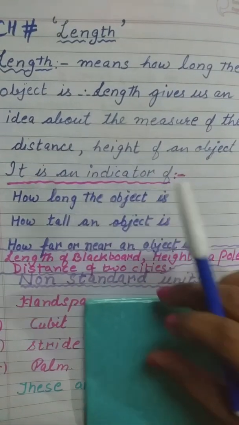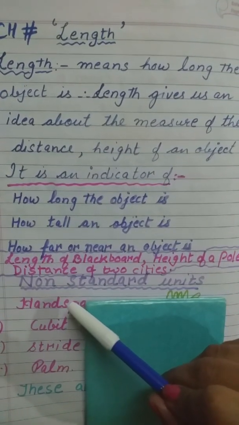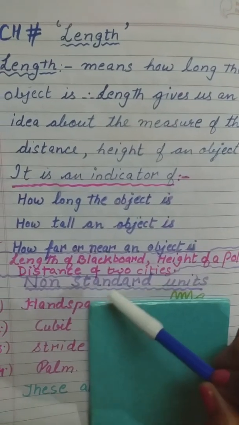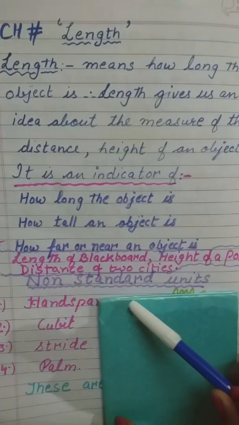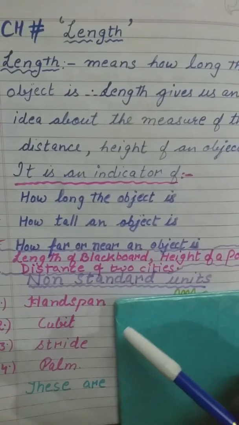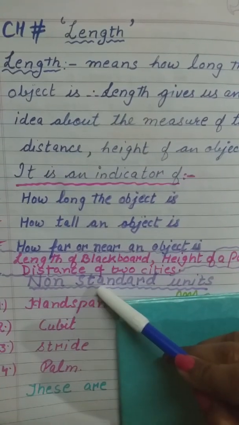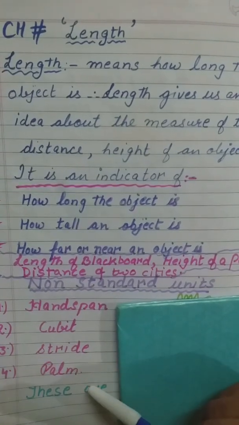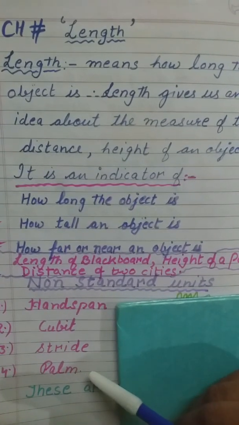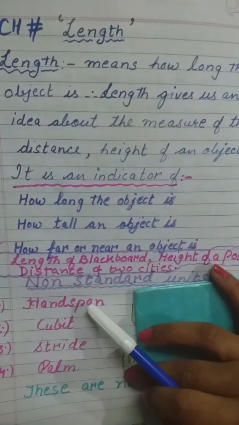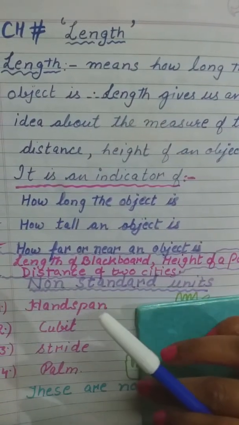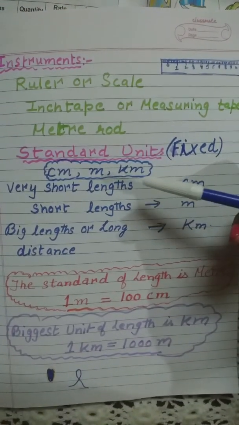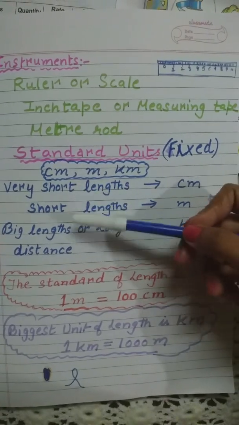So in early days, people used different units to measure the length of objects. Earlier people used their body parts to measure the length. So they used their hand span, cubit, stride or palm to measure the length of objects. As these non-standard units are not fixed, the standard units were introduced.